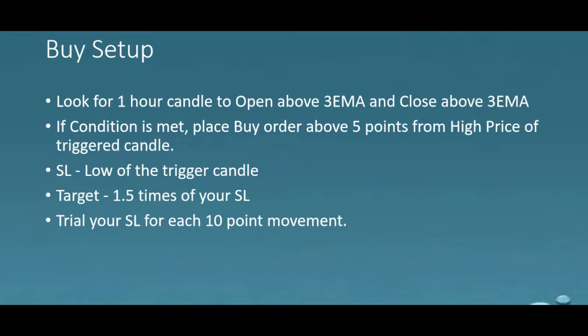Don't keep the buy order exactly at the high of that triggered candle; keep it 5 to 6 points higher, so that we can avoid fake signals sometimes, and we can avoid the reversal as well. The SL of this strategy is the low of the triggered candle. Keep that as your SL, and the target is 1.5 times your SL. Also trail your SL for each 10-point movement.